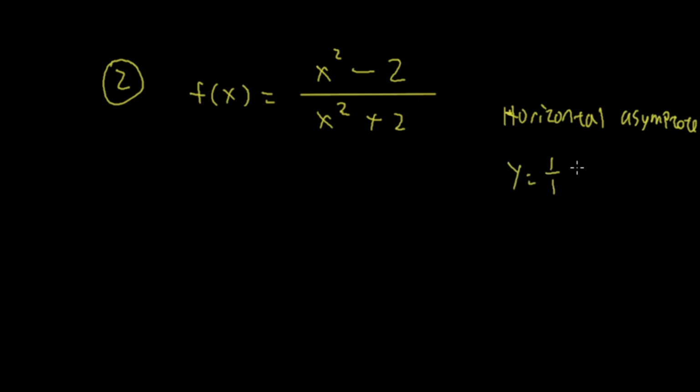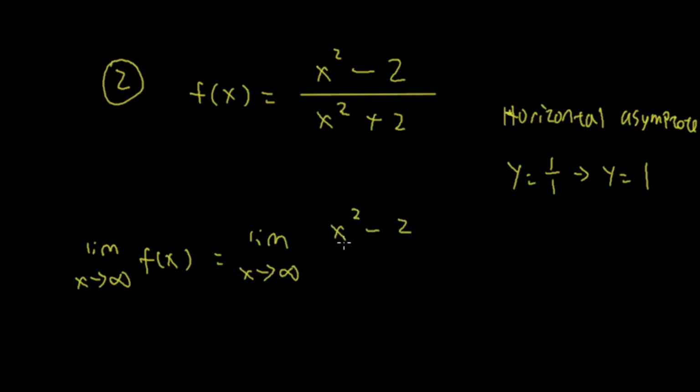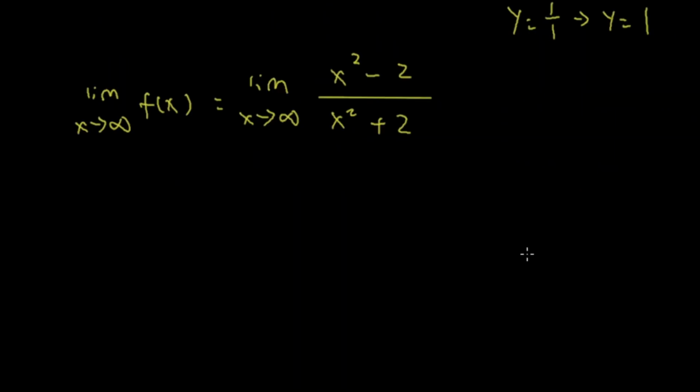Now y equals 1 over 1, that will be y equals 1. Now, again, let's take the limit on both sides of the function as x approaches positive infinity. That equals the limit as x approaches positive infinity of (x squared minus 2) divided by (x squared plus 2). If you directly plug infinity into x here, you get infinity squared over infinity squared. That's not the answer you want.